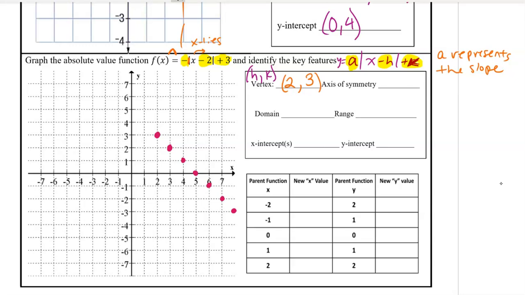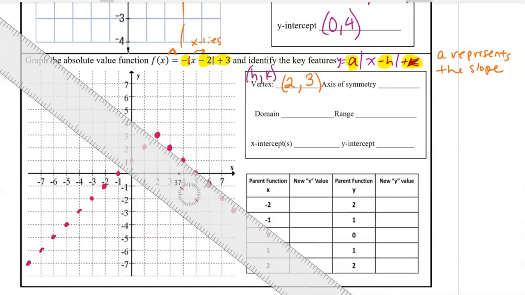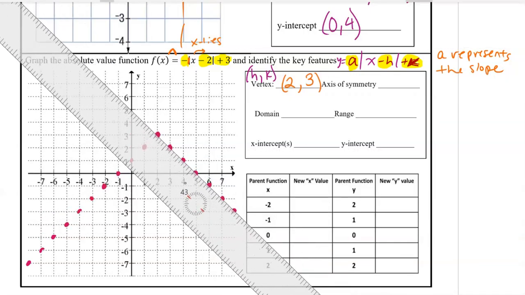Now we go back to the vertex, and because we know that absolute value functions create a V and not a straight line, we're going to go back to the vertex, go down 1, left 1, all the way. And we'll take our ruler or straight edge and connect the dots.